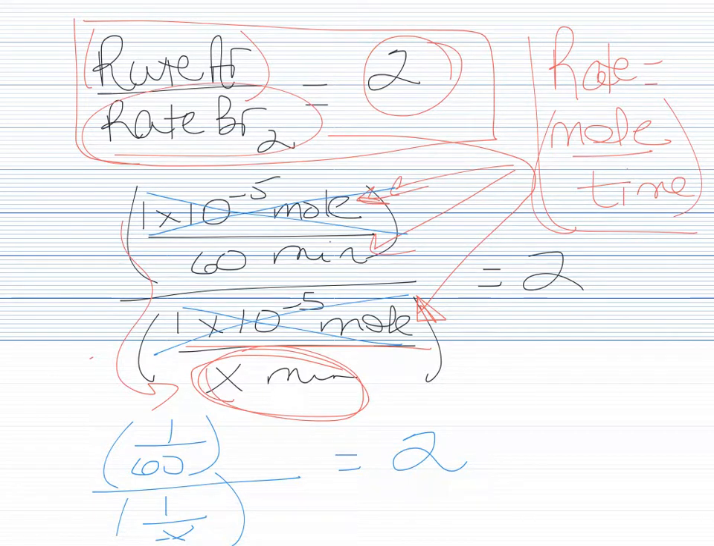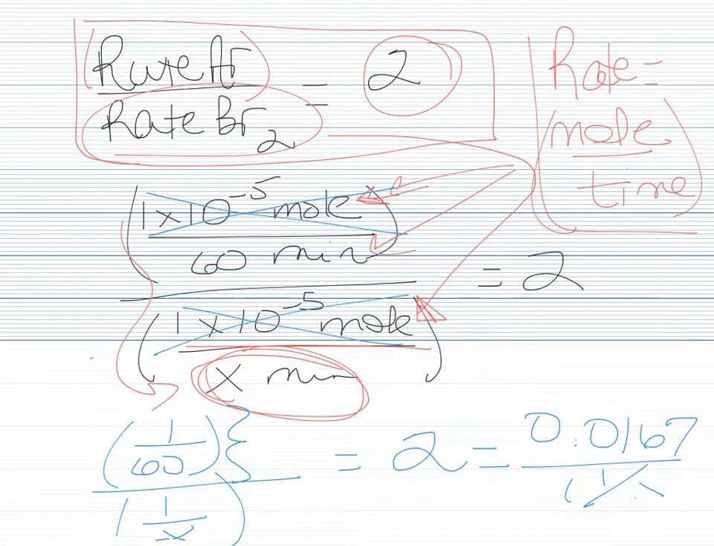Probably the easiest thing to do at this point would be to plug 1 over 60 into your calculator and get an actual decimal so we can simplify it. And let's see, 1 divided by 60 is, I'm going to write it on the right-hand side here, 1 divided by 60 is 0.0167. And then we have 1 over x on the bottom.